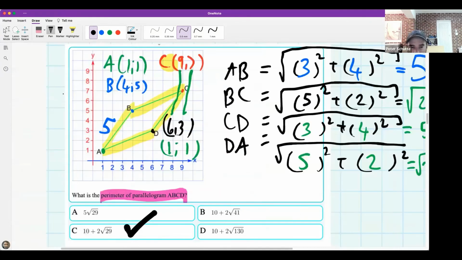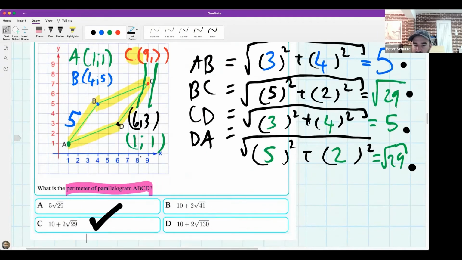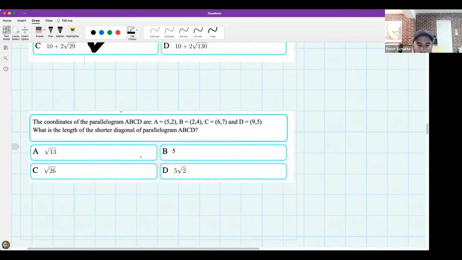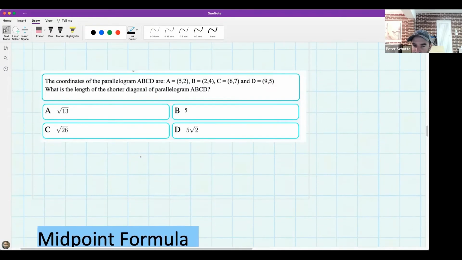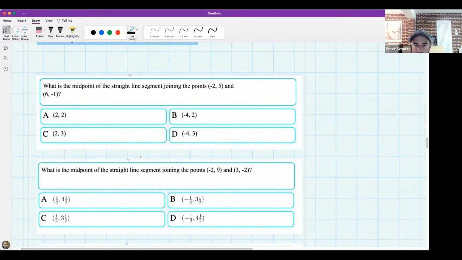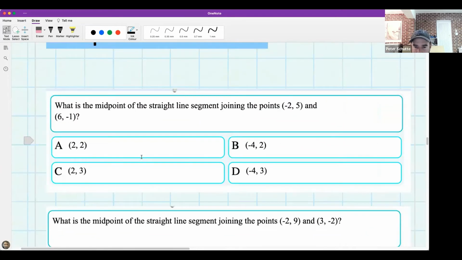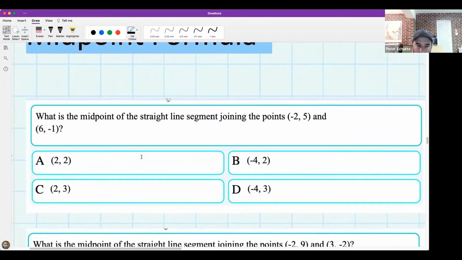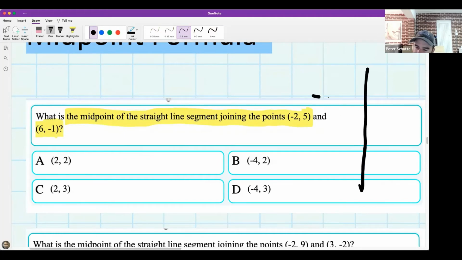Okay, so what have we done today so far? We did this monster distance formula question. I'm not going to go any further into the distance formula right now. I want to practice in the second half of the lesson the midpoint formula and the gradient formula. So let's start with this question. What is the midpoint of the straight line segment between the points -2, 5 and 6, -1? I want you to try and answer that and put that in the chat.